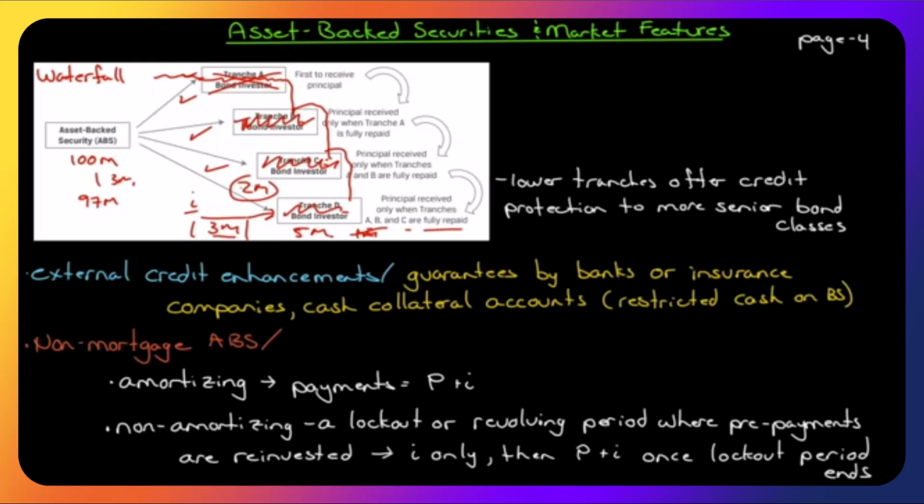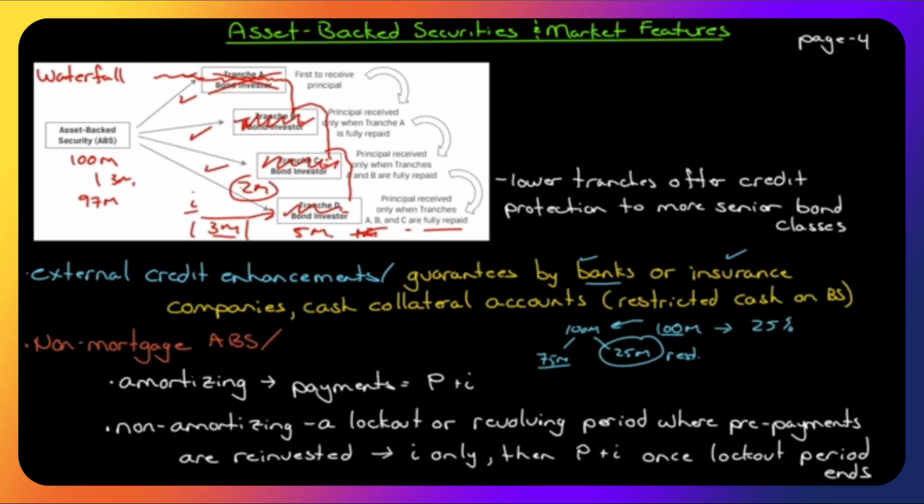External credit enhancements can be done by originators. Guarantees by banks or insurance companies, basically the use of cash collateral accounts as well, or restricted cash on balance sheets. So an insurance company can offer a guarantee, a bank can offer a guarantee. Typically what they can do is, let's say they sell $100 million of mortgages. This is the bank, for example, and they agree to guarantee 25%. They get paid that $100 million when they sell the mortgages to the SPE. Of that $100 million, $25 million would go on their balance sheet as restricted cash, and $75 million would then be free to invest.